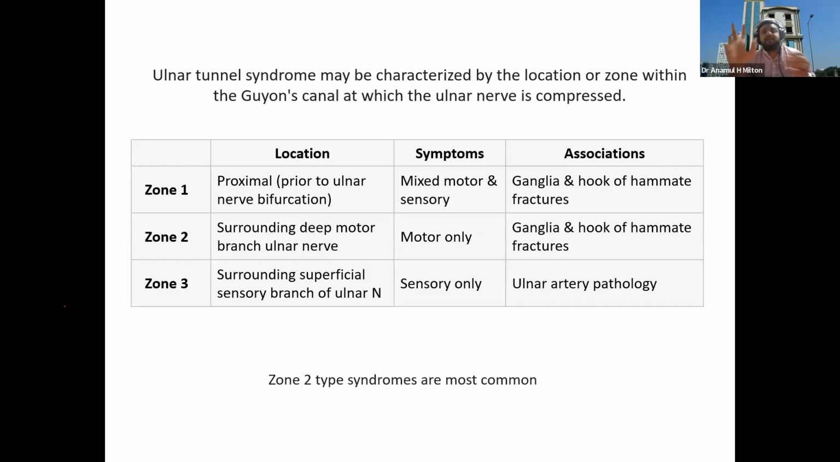So if both motor and sensory are affected, you can consider it is the proximal zone 1. If there is only motor and no sensory, you consider it is zone 2. If there is only sensory and no motor, you can consider zone 3 is affected. But zone 2 is most common, and mostly these muscles are affected.